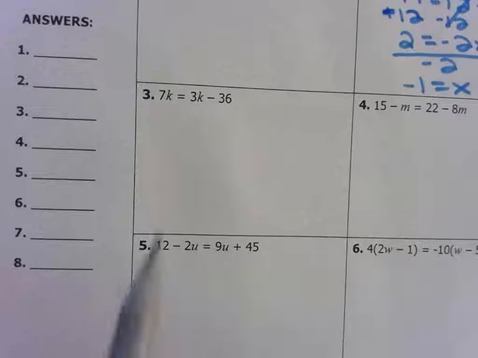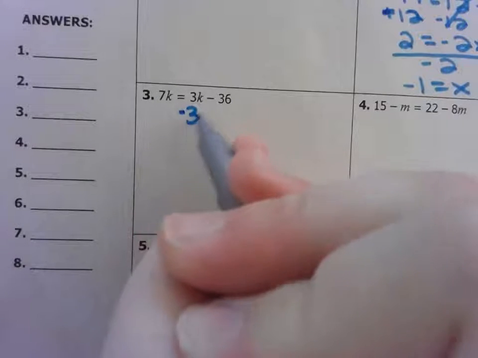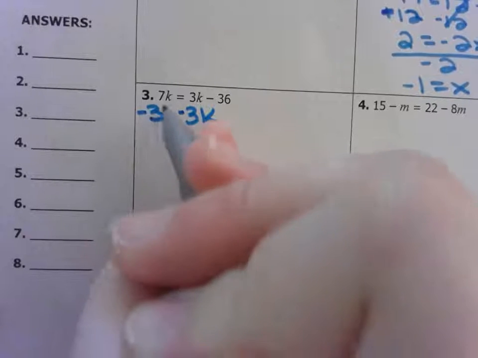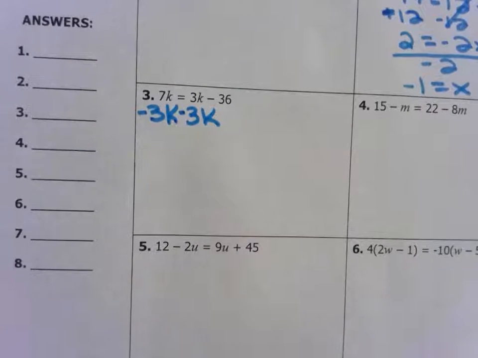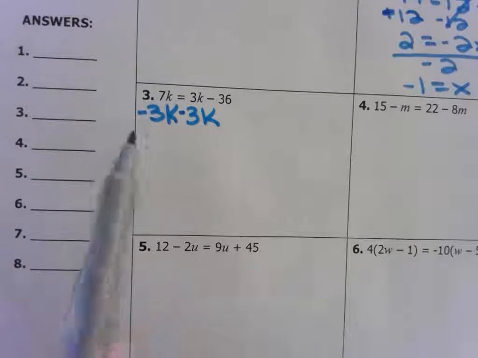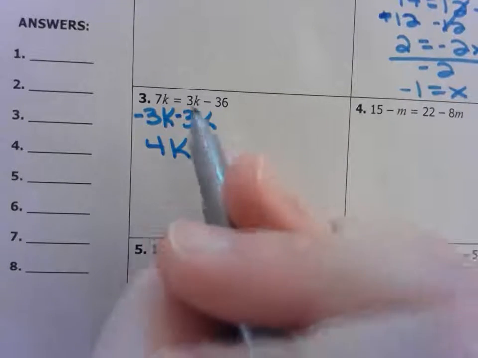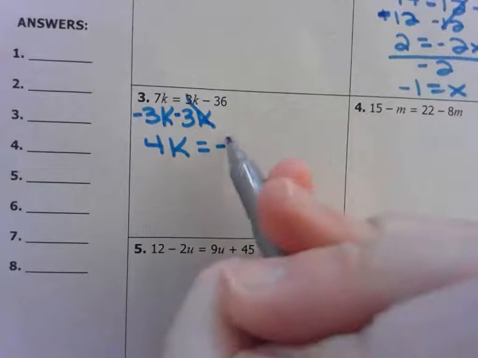So what would I do to get my k's together? Subtract 3k. Now, why would subtracting 7k not really help me? Because it's just moving it over. I'm trying to get k alone. So moving the 7k over is still going to put the k with the 36. So if I subtract 3k, start from the left. 7k minus 3k, 4k. Bring down your equal sign. 3k's cancel, equals negative 36.